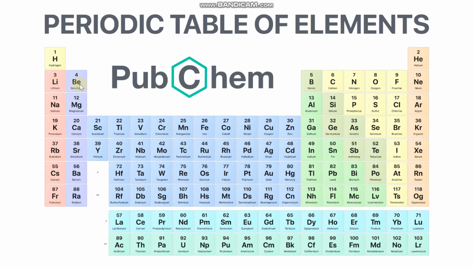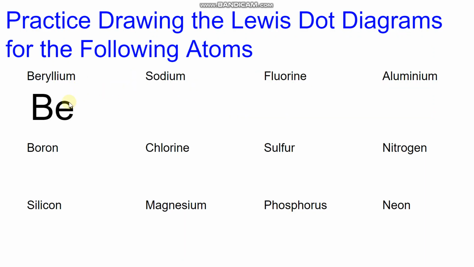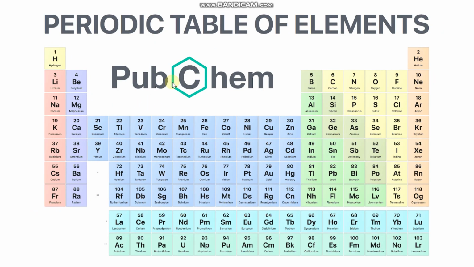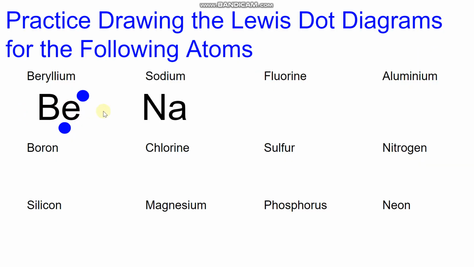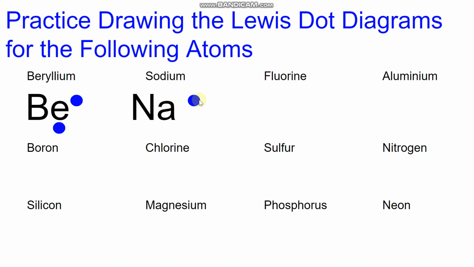So we're going to start by writing down the chemical symbol for beryllium, Be, and then we're going to give it 1, 2 electrons. And remember that we start filling in around the outside. So each side gets 1 electron before any side gets 2. So 1, 2. Okay. Next up, we're going to do sodium. Sodium is right here. That's the first one in its row. So we're going to write down Na, and then we're going to give it 1 electron, like that. And then that should be it.